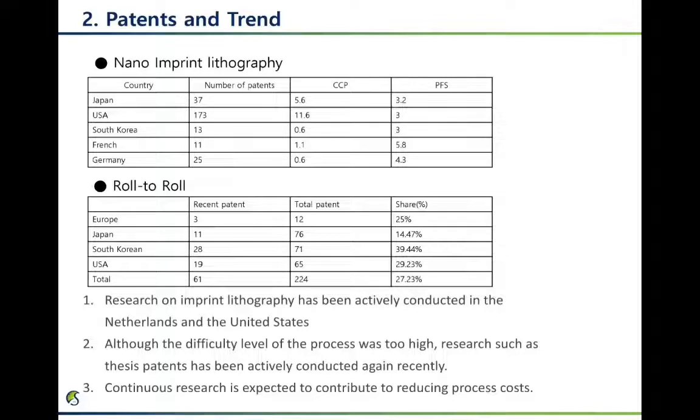Roll-to-roll was found to have many patents in Korea. Although the difficulty level of the process was too high, research such as this patent has been actively conducted again recently. Continuous research is expected to contribute to reducing process cost.